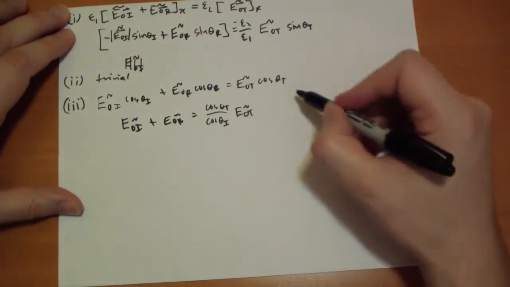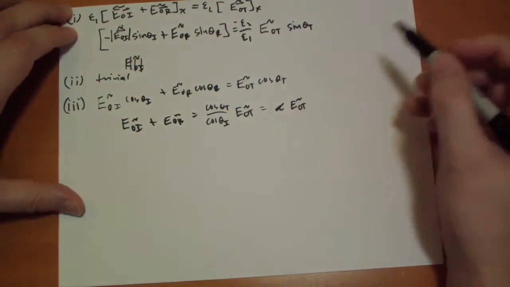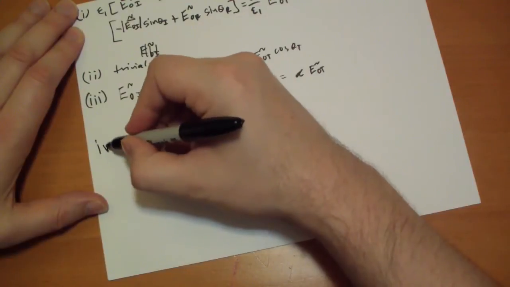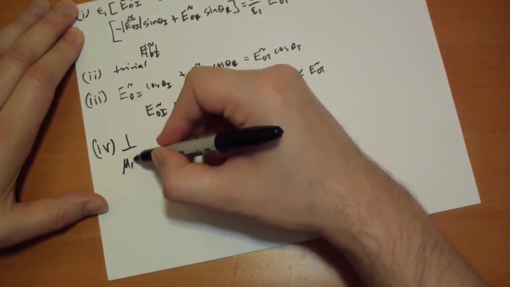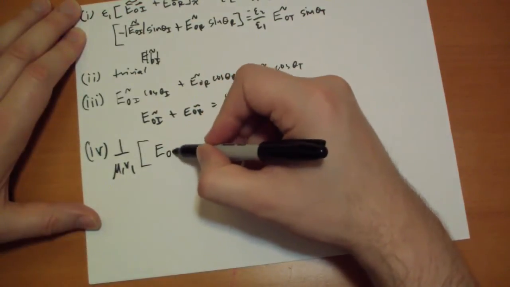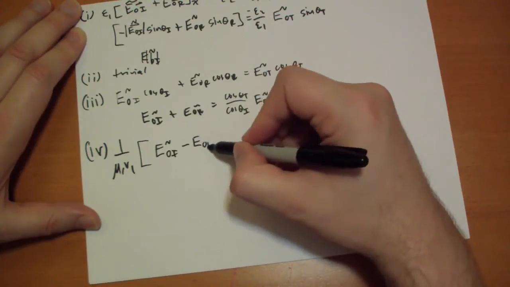Okay, we're going to call this alpha. Okay, E naught T complex, not vector. The last one, number 4, relates to B fields. And if you work through the B fields, you're going to get this. You're going to get 1 over mu1 v1 times E naught I complex minus E naught R.